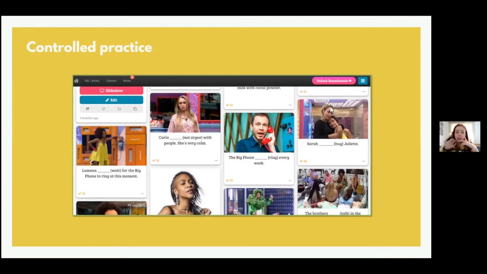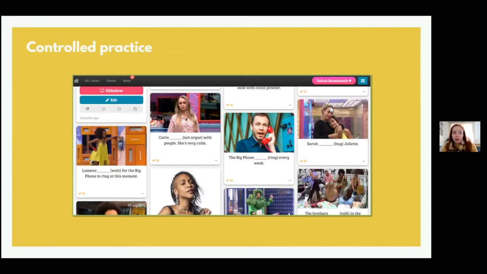And one of the students asked me if they could take a photo of the activity to send to a friend to show his friend how nice the classes were, because we talked about Big Brother. So I was very happy that they enjoyed the activity.